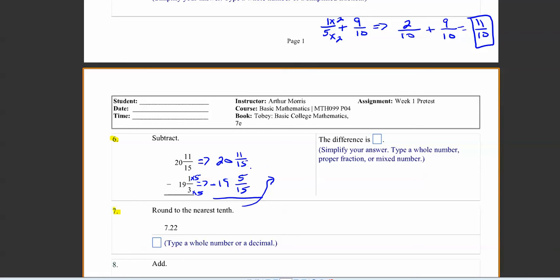So now I can subtract. 11 minus 5 is 4/15. 20 minus 19 is 1. Type as a whole number, proper number, or mixed number. Well, I have a mixed number here, and it is simplified. There's nothing that will go into 4 and 15. So that will be my answer.